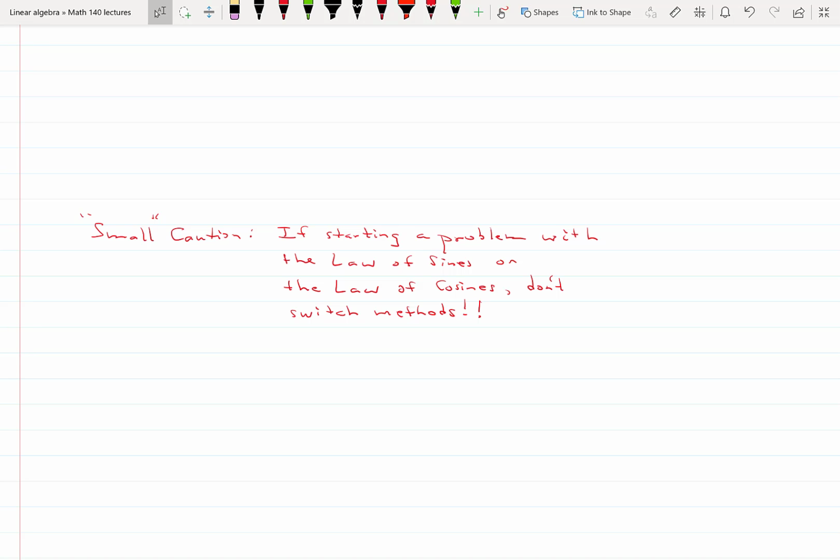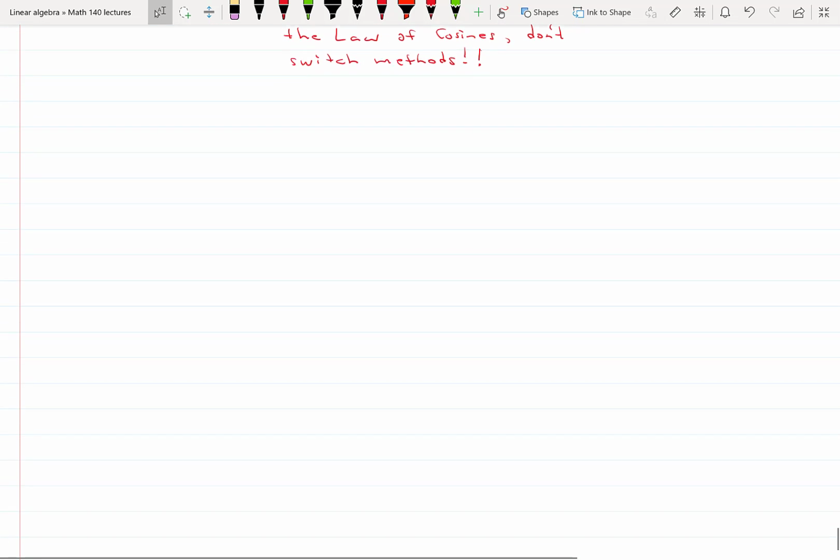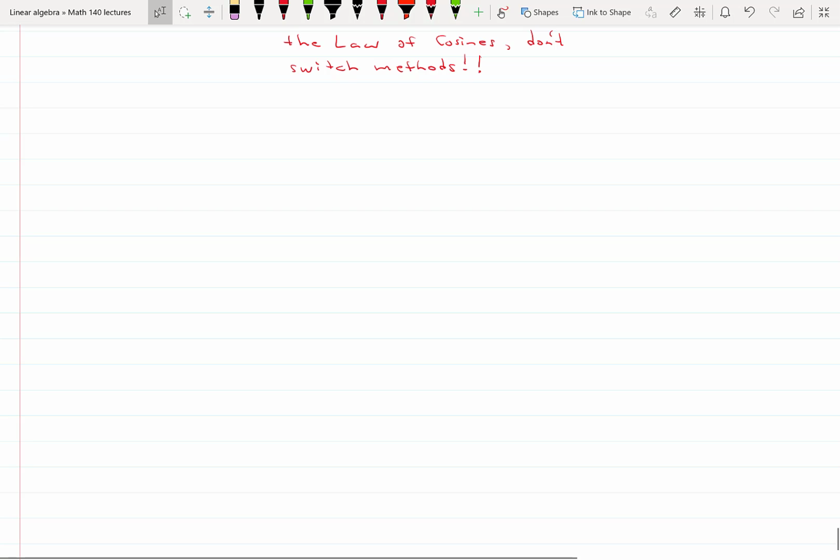Okay, so we need to do a couple of things. First, we need to discuss what the law of cosines looks like. Then we need to solve two pretty simple, straightforward examples, okay? So, the easiest way to start describing the law of cosines is that it is nothing more than a generalization of the Pythagorean theorem.